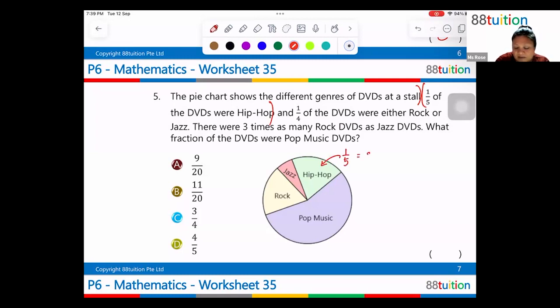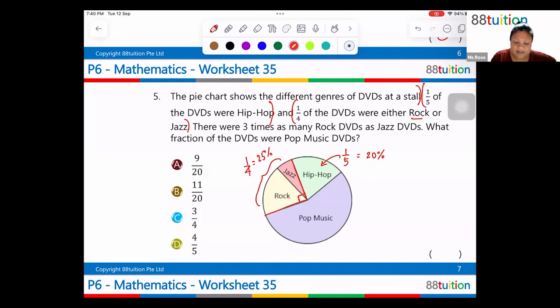1/5 can also be written as 20%. Okay? And 1/4, or 1 out of 4, of the DVDs were either rock or jazz. So rock or jazz, this is 1/4. 1/4 of a circle is the same as a quadrant, 90 degrees, or 25%. You can do it this way, it doesn't matter.